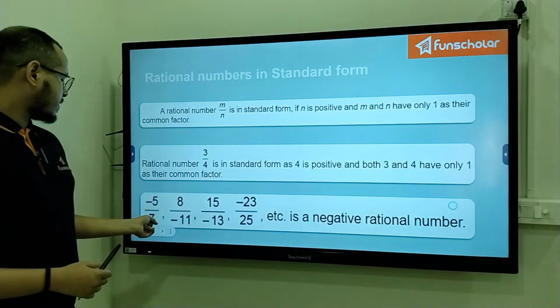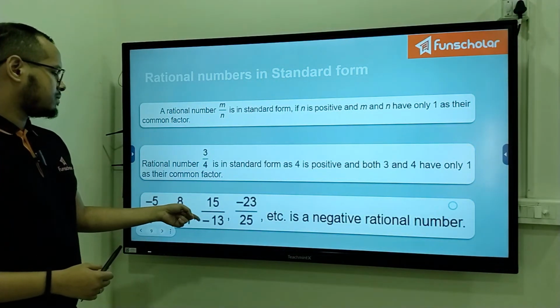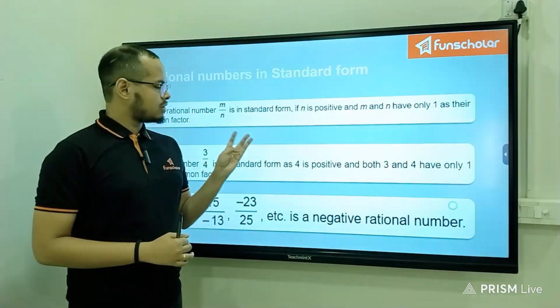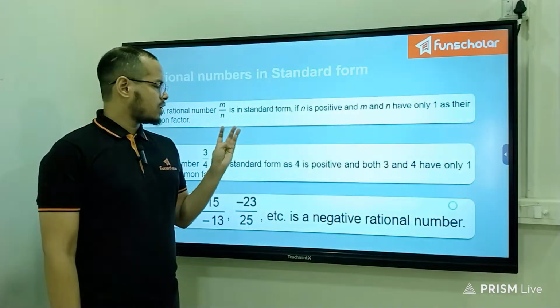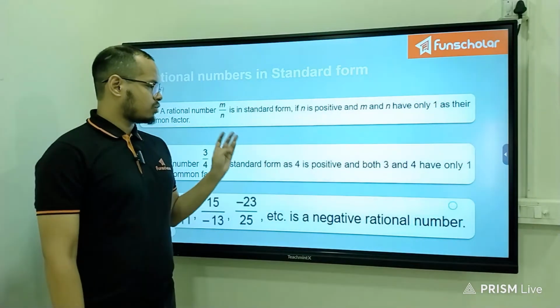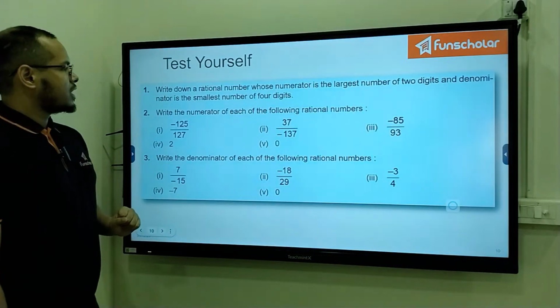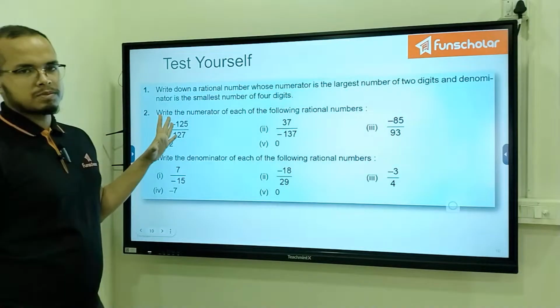Now, minus 5 by 7, 8 by 11, 15 by minus 13 are negative rational numbers. Okay, so we have till now cleared what is the basic of a rational number, what is the standard form of rational numbers, what is a positive rational number, what is a negative rational number. Okay, now there are some sums.